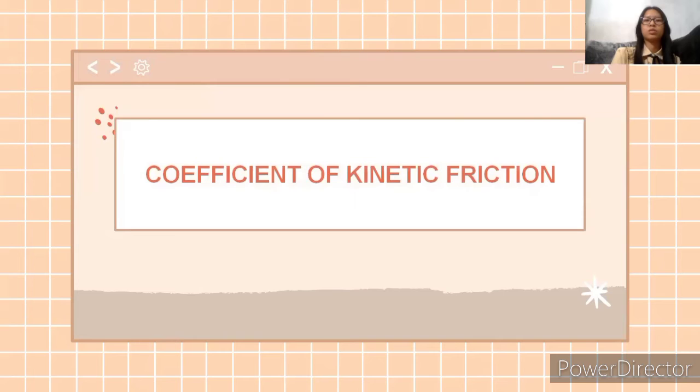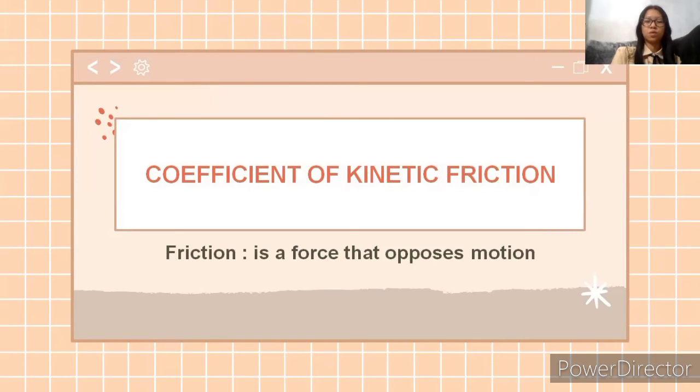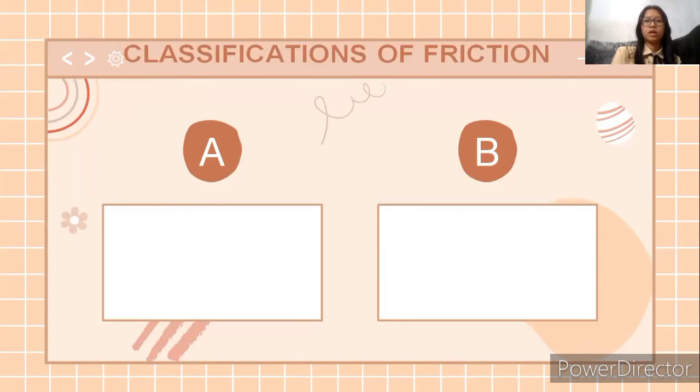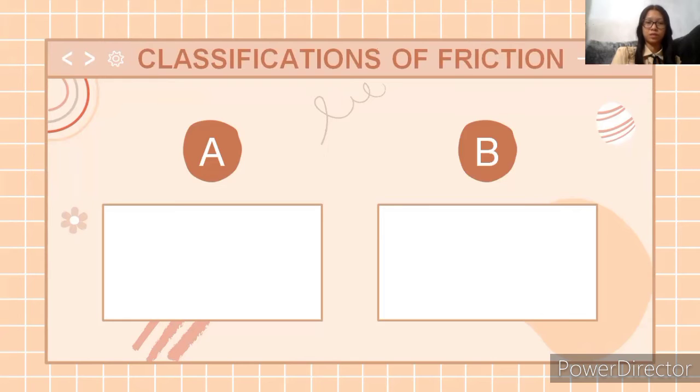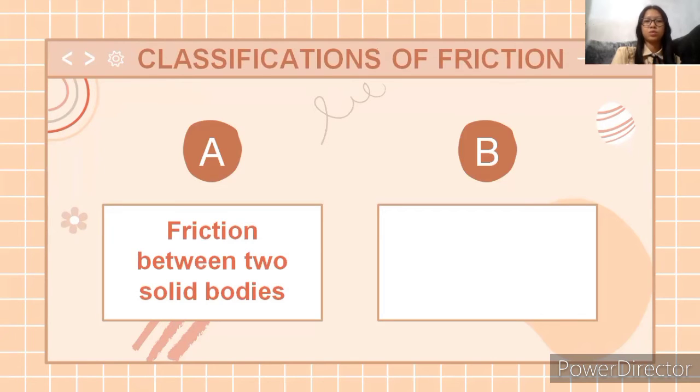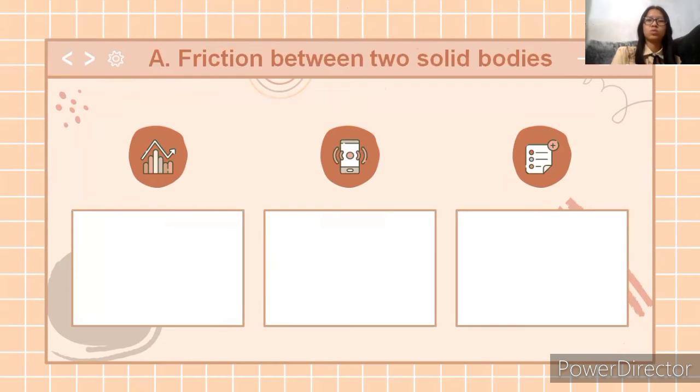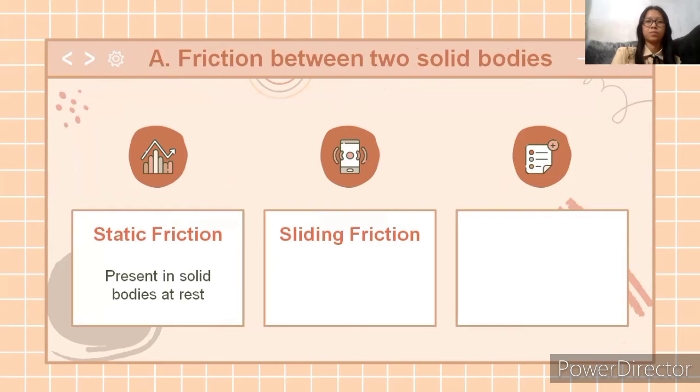Now we're going to learn about the coefficient of kinetic friction. Friction is a force that opposes motion. There are two classifications of friction. The first is friction between two solid bodies, and the second is fluid friction. A. Friction between two solid bodies. Static friction. Static friction is friction present in solid bodies at rest.